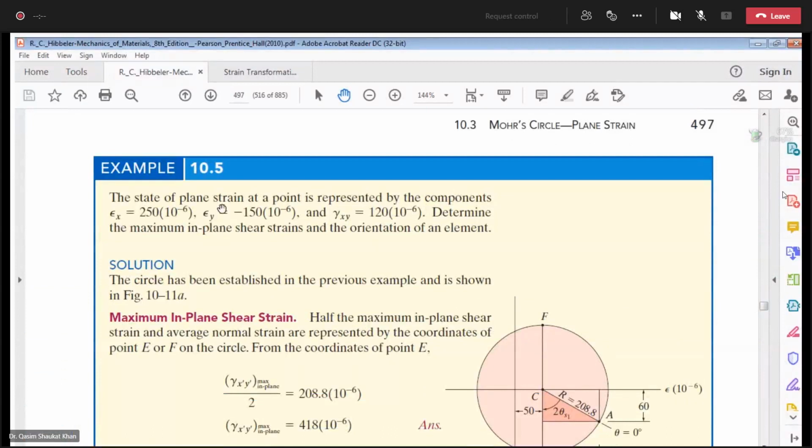The state of the plane strain at a point is represented by the components epsilon x is 250 microstrains, epsilon y is minus 150 microstrains, and gamma xy shear strain is 120 microstrains. So the same question, you are also required to calculate the maximum in plane shear strains and the orientation of the element. ठीक है जी, so let's calculate that one as well.